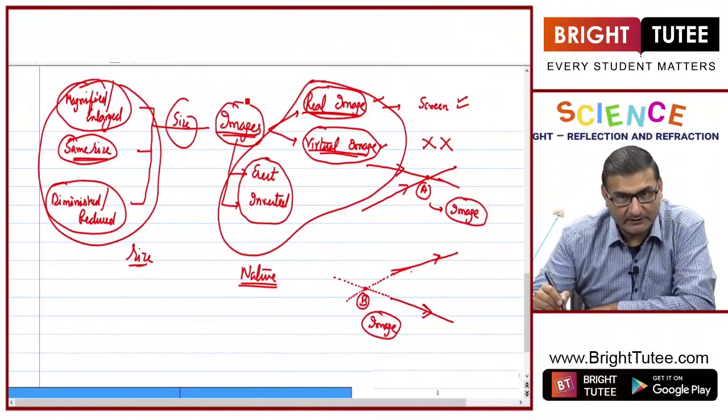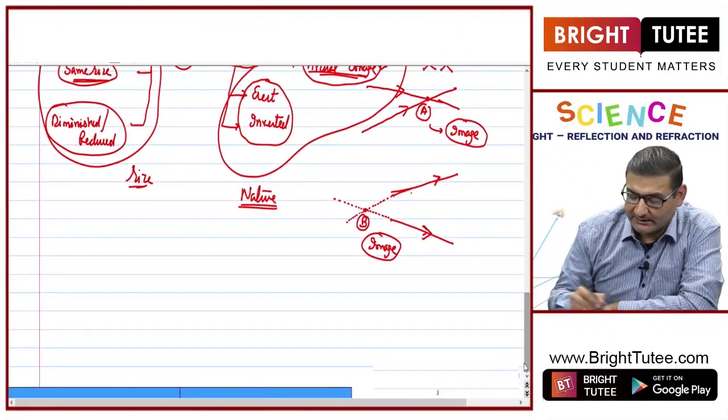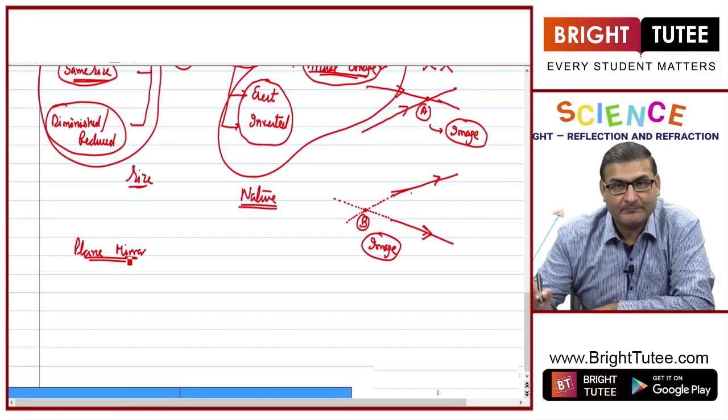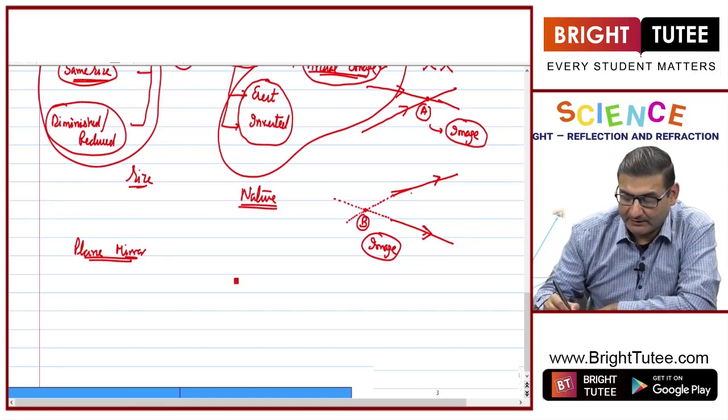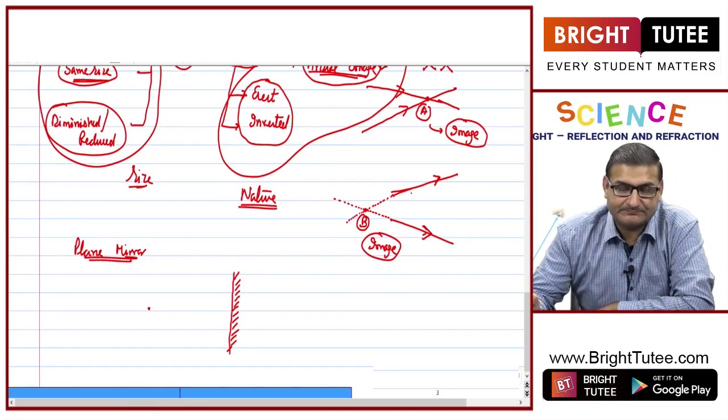We have understood about images. Coming back to what we were initially talking about, when we just put a particular object in front of a plane mirror, what kind of image will be formed? Fine. Plane mirror, as we have seen, was a plane surface, painted with silver at the back. I have kept this particular object over here.